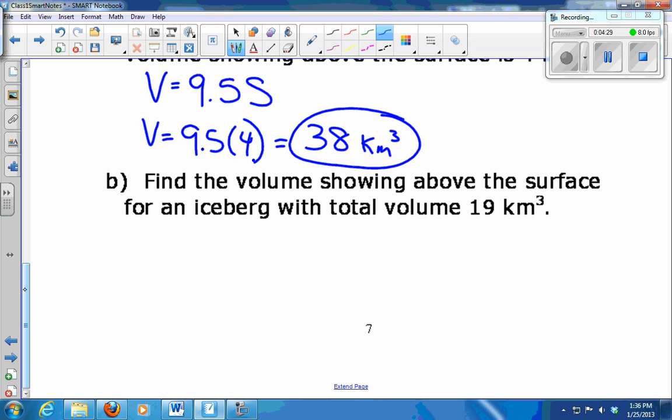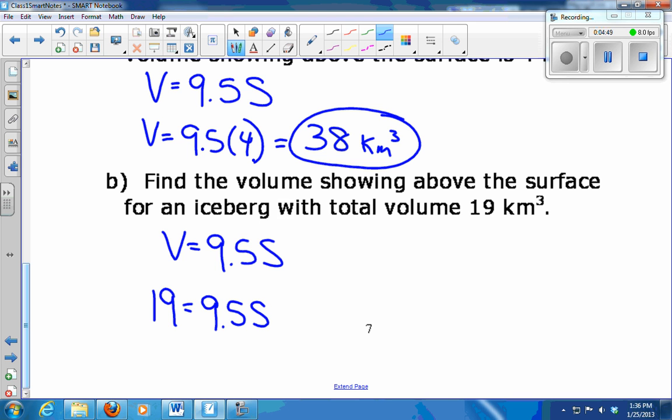And this time I want to find the volume showing if I know that the total volume is 19 cubic kilometers. So again, I'm going to start by writing down the model. And which variable am I given this time? V. So I'm going to replace V with a 19. Divide both sides by 9.5, and what do you get for S? 2. So only 2 cubic kilometers will show on a 19 cubic kilometer iceberg.